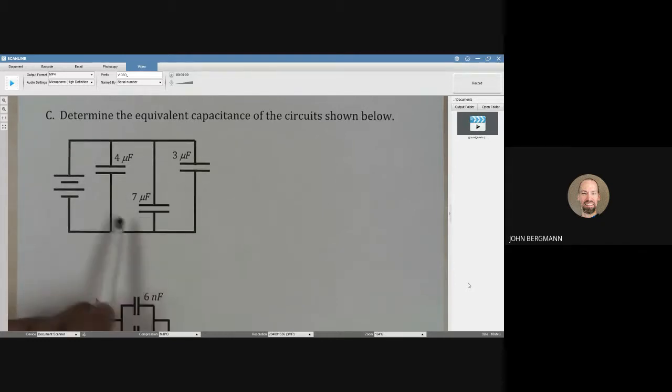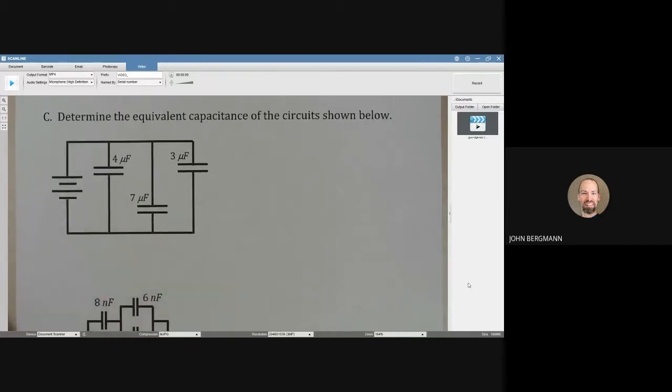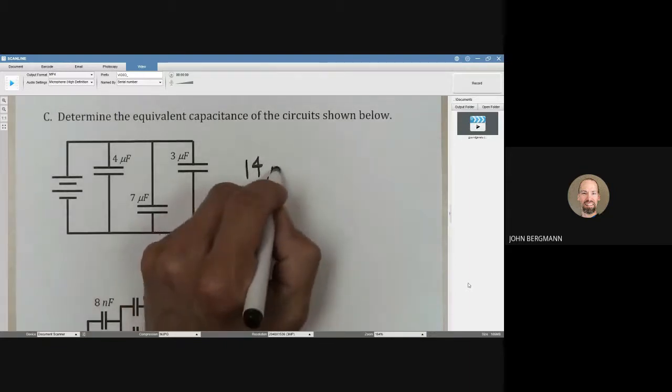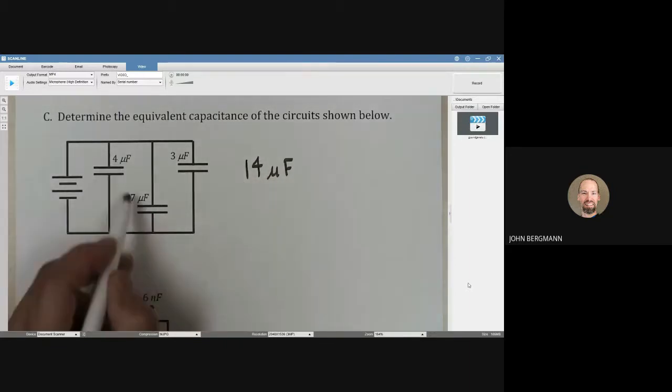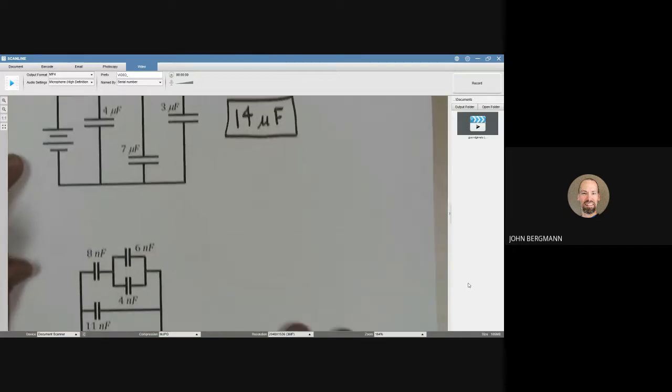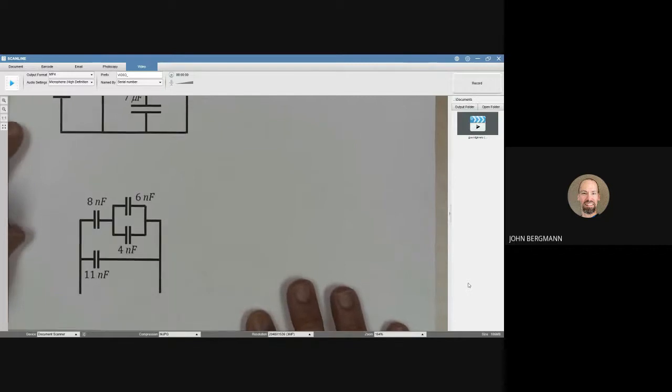These capacitors are in parallel with each other. The parallel equation is just the add 'em up equation. So this one's a real easy one, isn't it? This is just going to be 14 microfarads. 4 plus 7 plus 3. Would they were all that easy. All right, let's try this next one.